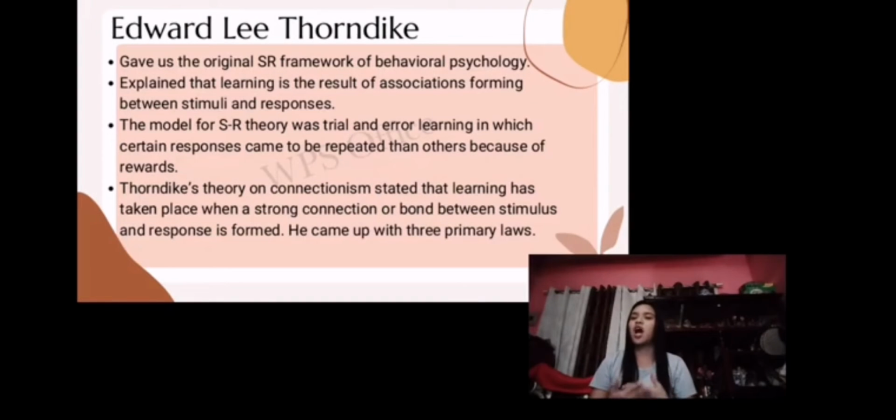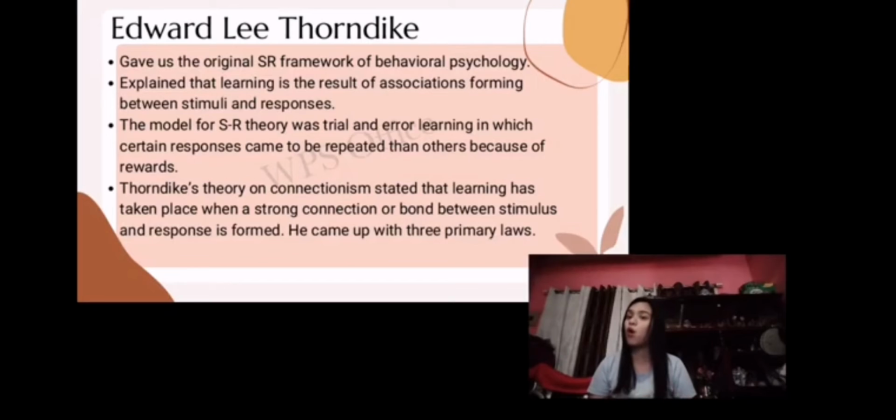Next, we talk about Edward Lee Thorndike. One of the famous proponents of this theory is Edward Lee Thorndike. He gave us the original framework of S-R, the framework of behavioral psychology. S-R is the stimulus-response framework. It explained that learning is the result of associations forming between stimuli and responses. And the model for S-R theory was trial and error learning, in which certain responses came to be repeated and others not, because of rewards.